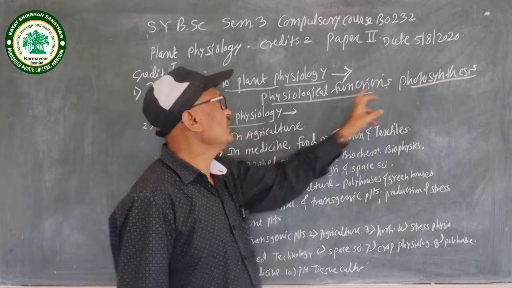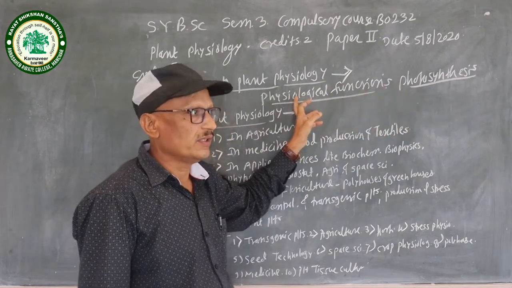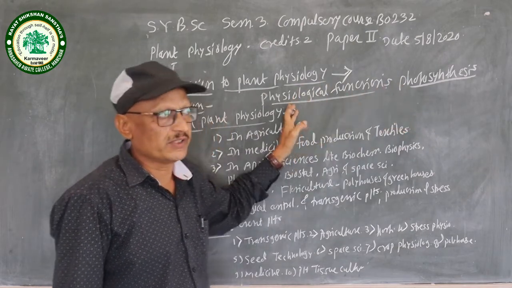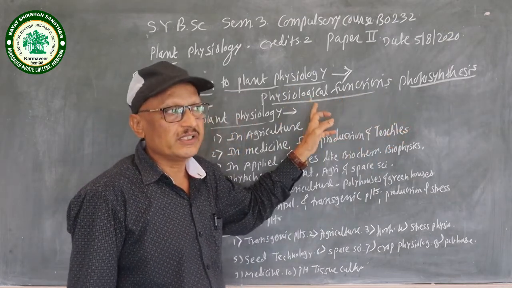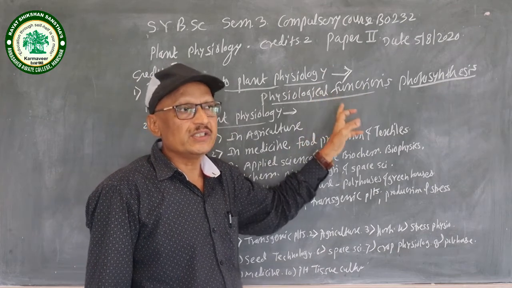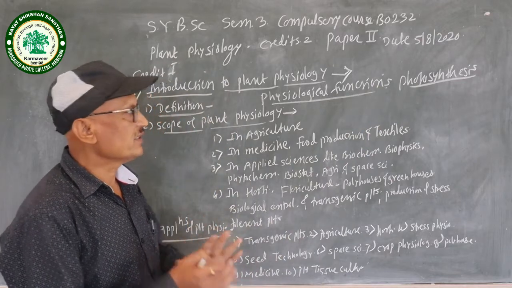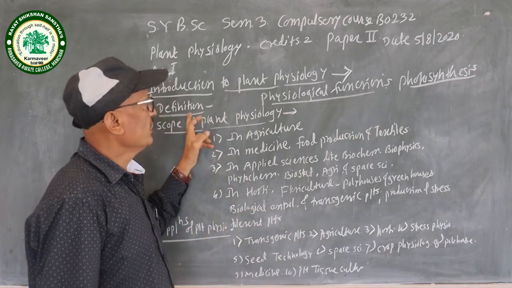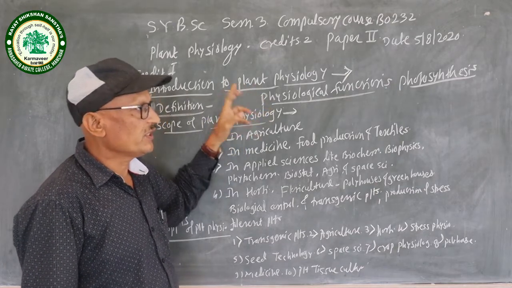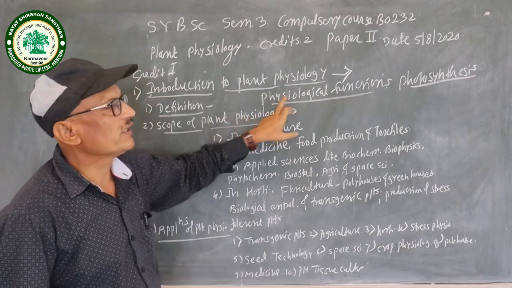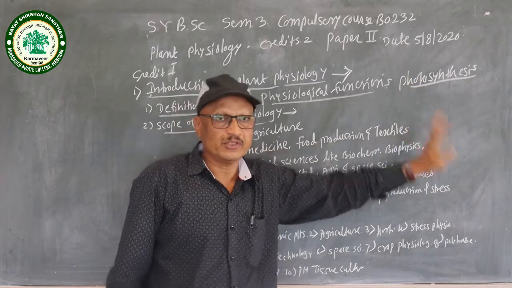Now photosynthesis is a physiological function. Respiration is a physiological function. Plant growth is a physiological function. Cell division is a physiological function. Now plant physiology deals with or studies these various physiological functions which are occurring in a plant. That is a simple definition. You can remember, plant physiology is a branch of botany which deals with study of various physiological functions which are occurring in a plant. That is called plant physiology.